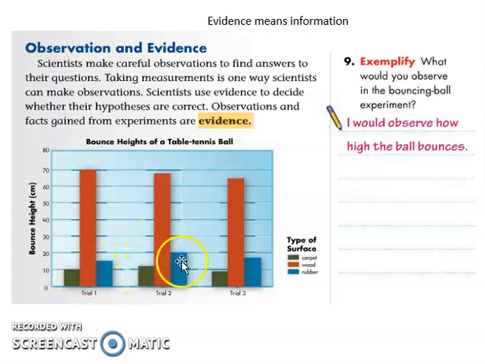Same here, the carpet. The second is the rubber. The second here is also rubber, and the second here is rubber. Although they find different numbers, still the highest is the wooden surface. That is how scientists do their experiments. They try and try again to find an exact answer.